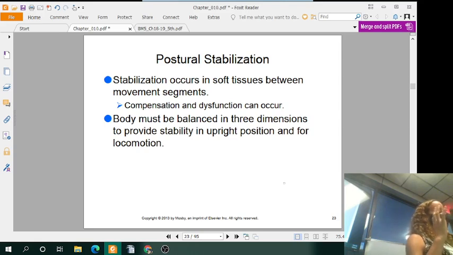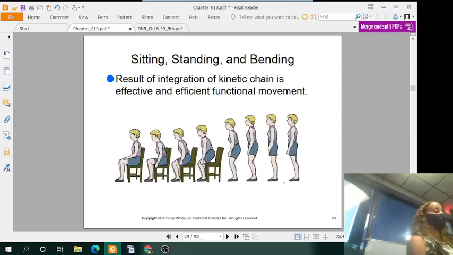So when we assess somebody and understand what's working with and or against different muscle groups, it helps us to be more effective, quicker, to help them out and lay out our treatment plan for them. So next, let's talk about sitting, standing, and bending.